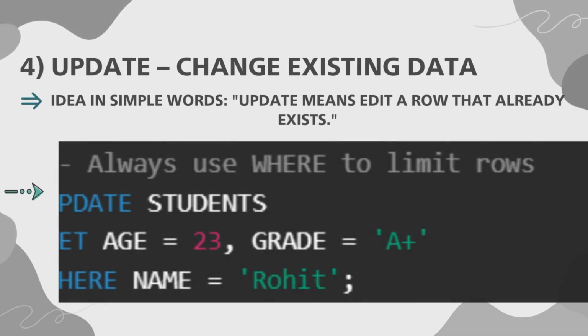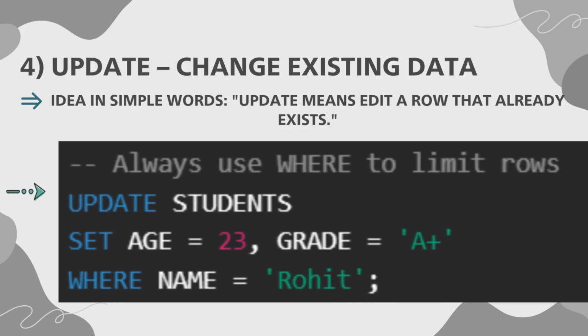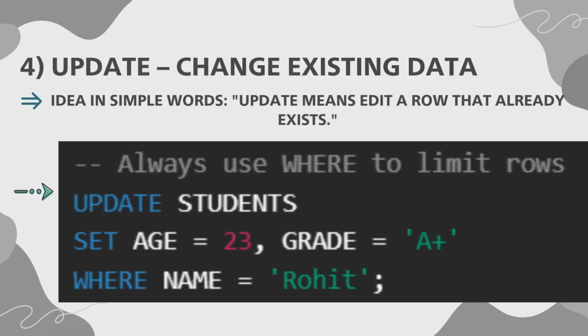Now let's move on to the update command. In simple words, update is used to modify existing data in a table. Instead of adding new rows, update changes the values of the rows that are already there. Here's how it works. First, write the table name. Then, use set to mention which columns you want to change and their new values. Finally, use where to specify which rows should be updated. Without where, all rows in the table will be updated, so always be careful.